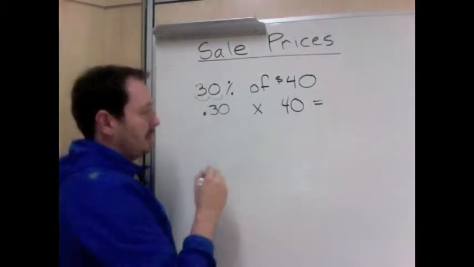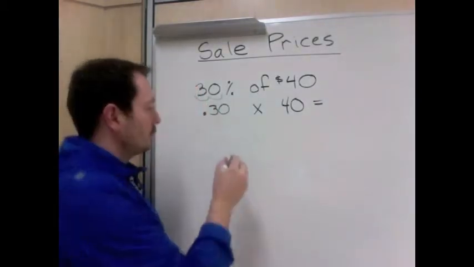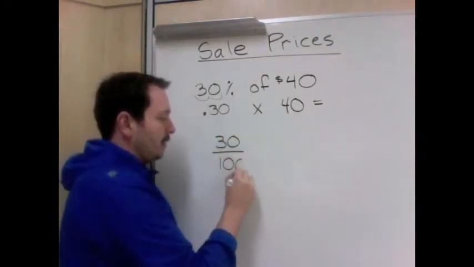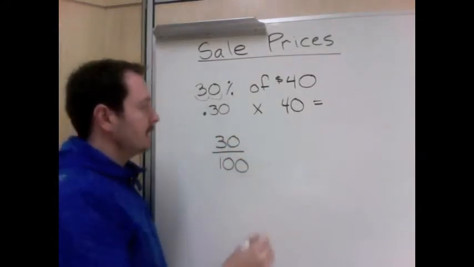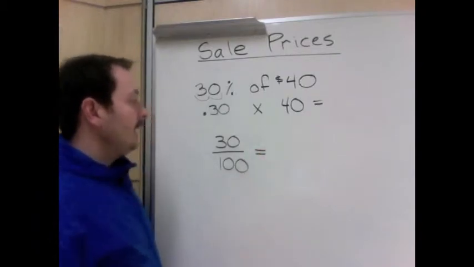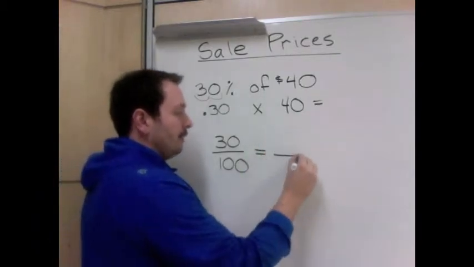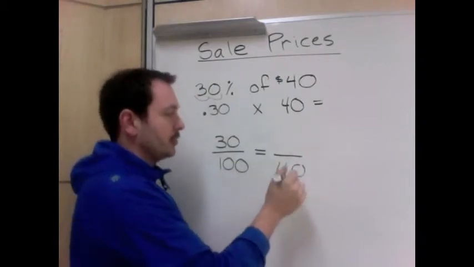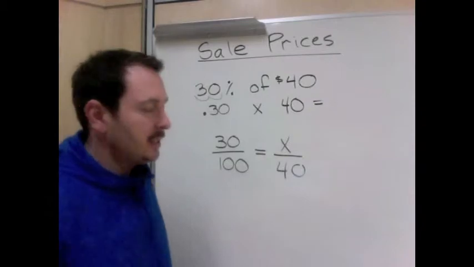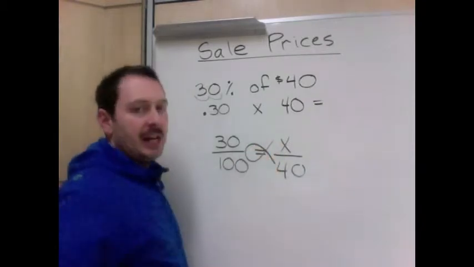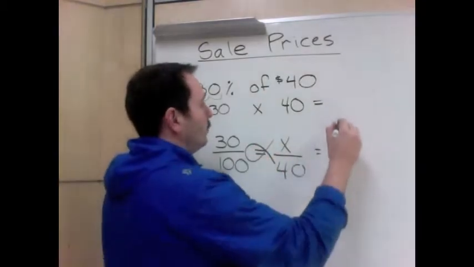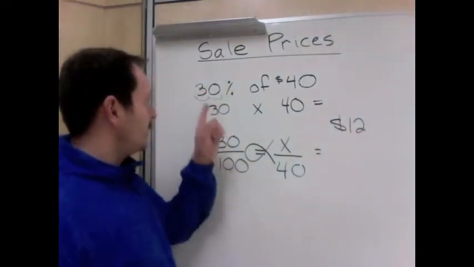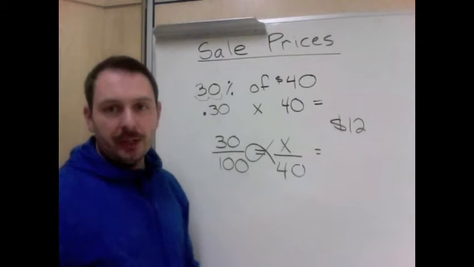The other way to do this is to set up related rates like we've worked on since the first lesson. 30 out of 100%. So we have our percents, and then on the other side, it's out of a total of 40. So we have our totals on the bottom, 100% total, $40 total. How much are we dealing with? And we can use our fish technique, and for both answers, we get $12 is 30% of 40.